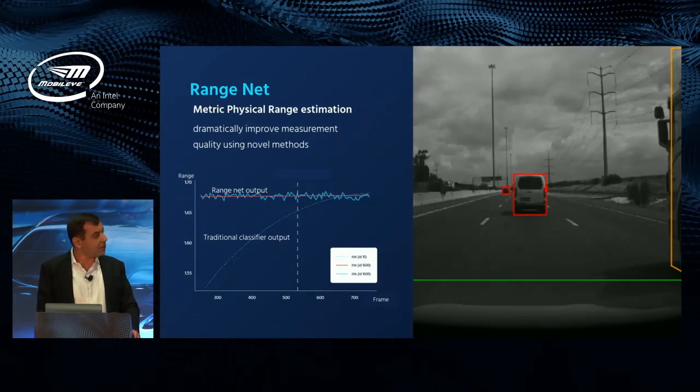This is RangeNet, so using appearance in order to estimate range. What you see here is the classical way of measuring range using some Kalman filtering, so it stabilizes over time. This is the number of frames. The red bar is the true range, and you see here we're using a RangeNet, using the appearance to estimate depth. We can get immediately the range from a single frame. So this doesn't come instead of the classical. This is on top of the classical.